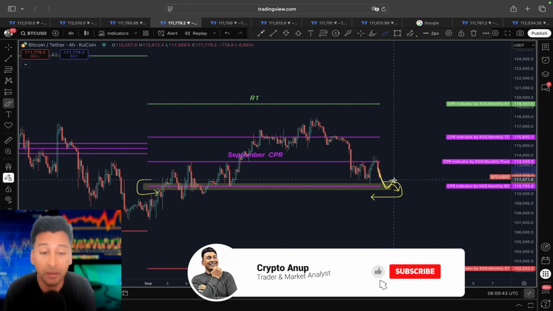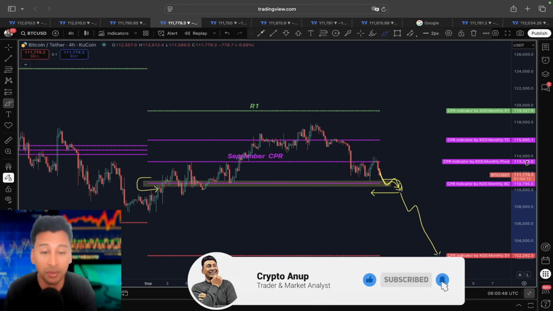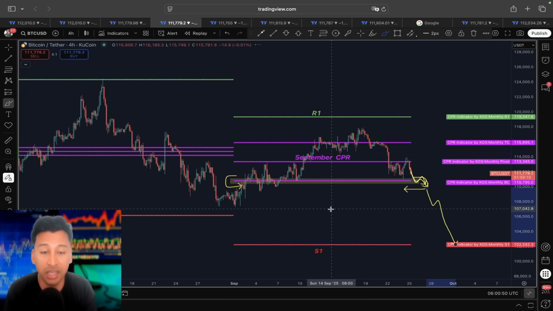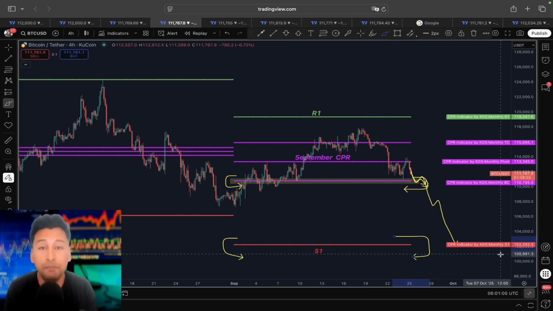So if we fail to hold around 110,000, then according to this leading indicator, until we close the month of September, even this S1 line will be attracting us around 102,000. So that's why around 102,000 is where we are expecting Bitcoin to get attracted before deciding the actual direction. And this 102,000 will be our worst case price target.